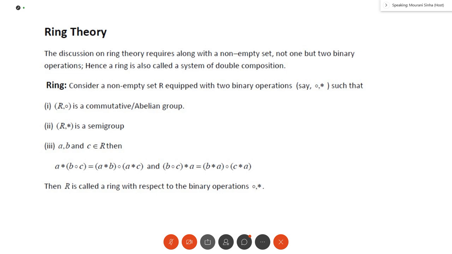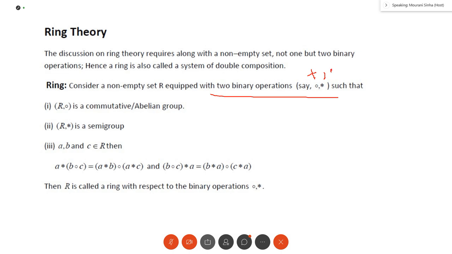So I start with you. What do we mean by ring actually? So you can see here a very easy way they have defined actually. Consider a non-empty set R equipped with 2 binary operations. So first of all, till now in group you had only one binary operation. Now in ring you will have 2 binary operations. So you can see there is a O and there is a star. You can take also addition and multiplication as the 2 binary operations.